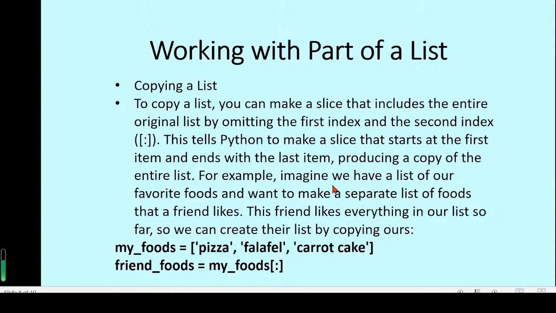For example, imagine we have a list of our favorite foods and want to make a separate list of foods that a friend likes. This friend likes everything in our list so far, so we can create the list by copying ours. So this is my foods list, and we can also create a friend's foods list using the bracket and colon. So the list of my friend's foods has the same items as my foods list.